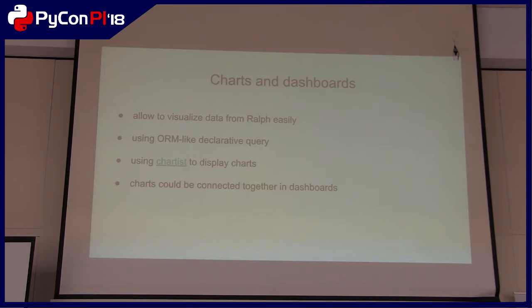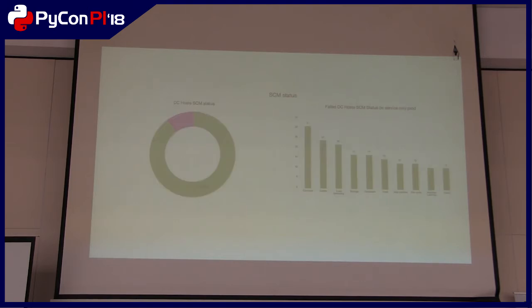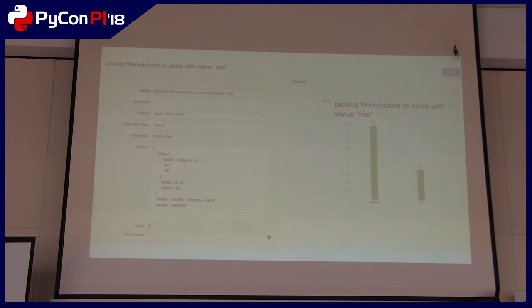Ralph charts allow us to visualize data from Ralph pretty easily. It uses an ORM-like declarative query. Underneath it uses Chartist, a JavaScript library, to display the chart, and single charts could be connected together and put on some dashboard. This is how an example dashboard looks like. We have the ability to show pie charts, vertical charts, and so on.